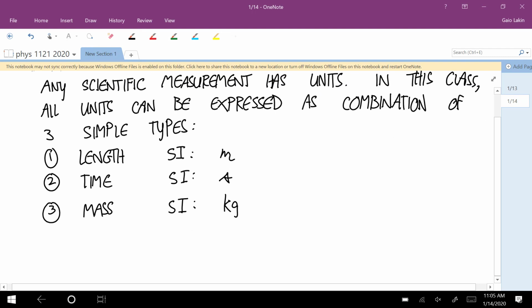And so the way that works is, how do you measure speed, say, as an example? Well, that's a combination of meters and seconds, length and time. You can write that as miles per hour, meters per second, that kind of thing. And every unit that we're going to use in this class can be expressed as some combination of these 3 simple types.